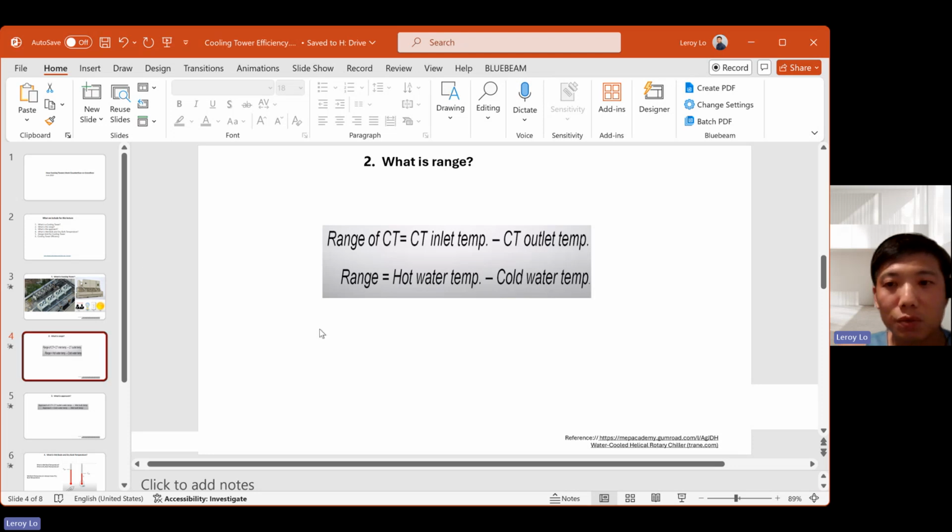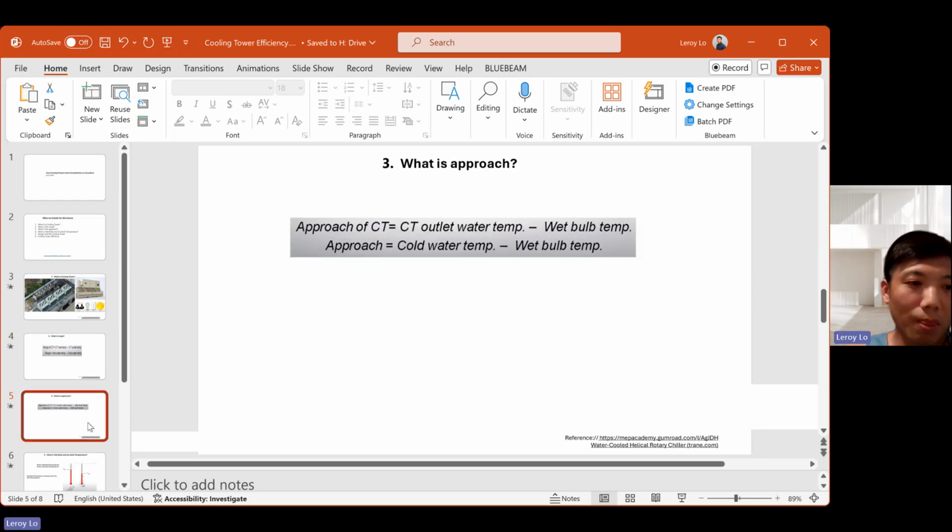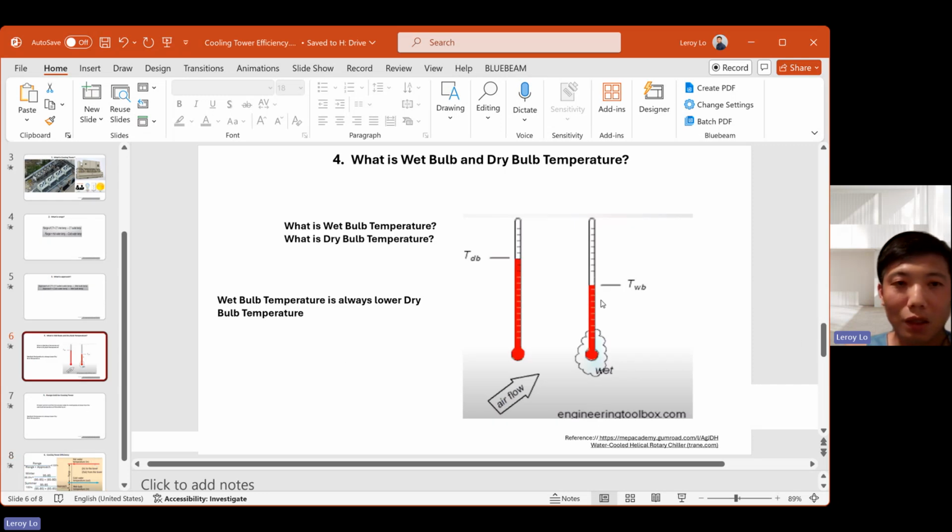So what is the approach? This is another term used for cooling tower efficiency calculation. Basically, it's the difference between the cooling tower outlet temperature, the cold water temperature, and the ambient wet bulb temperature. It is called the approach of the cooling tower. So the approach basically represents the cooling tower's capability. For example, sometimes during the summertime, you may lose this approach, as you might see. I'll explain that later.